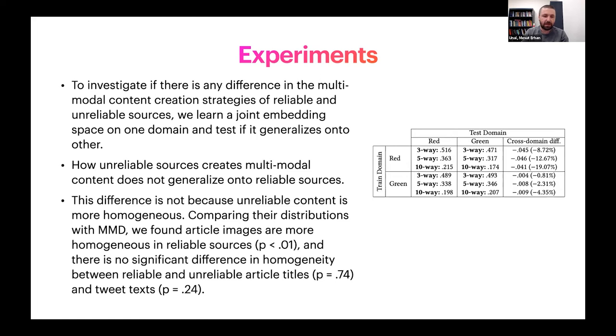Comparing their data distributions with maximum mean discrepancy, we found that article images are more homogeneous within reliable sources, and that there is no significant difference in homogeneity between reliable and unreliable article titles and tweet texts.